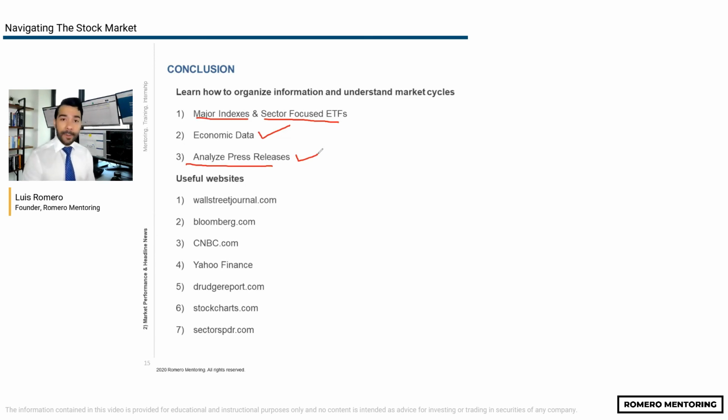What are some of the useful websites? Wall Street Journal, Bloomberg, CNBC, Yahoo Finance, like I shared with you. How do you find the components of an index? Drush Report, stock charts, and sector spiders.